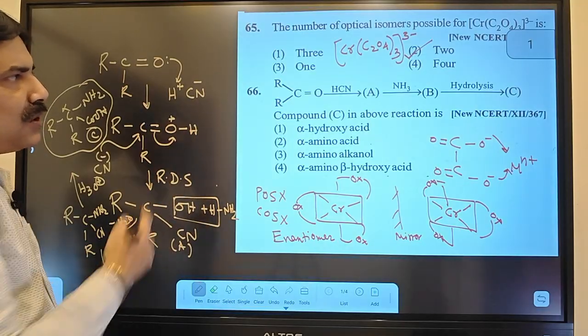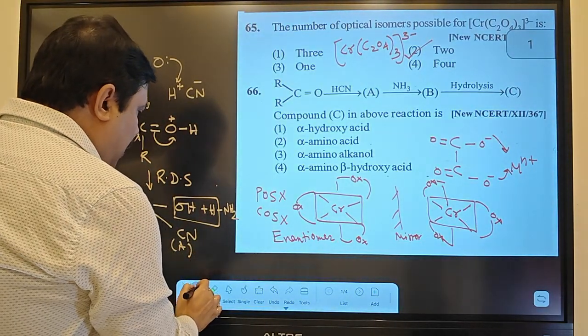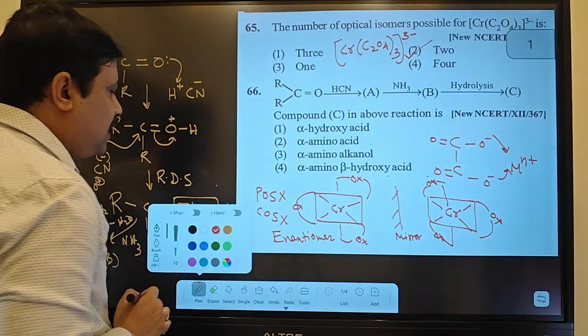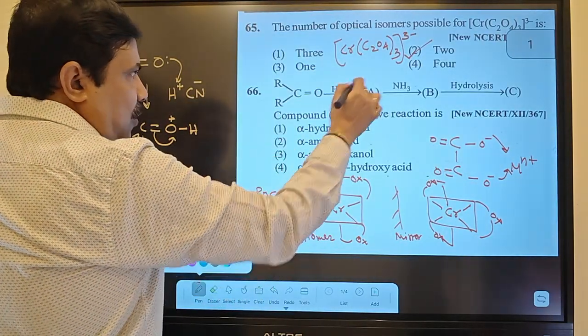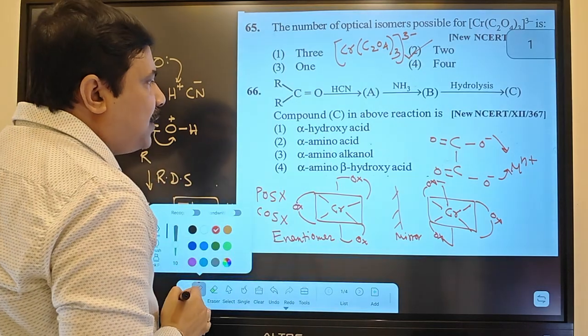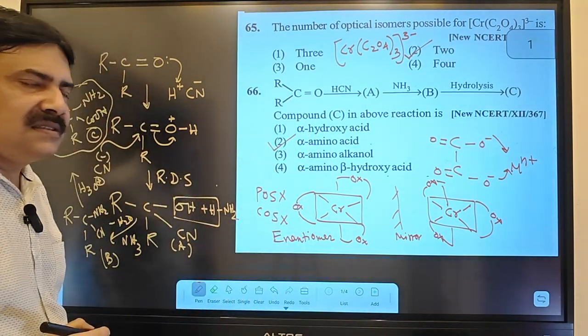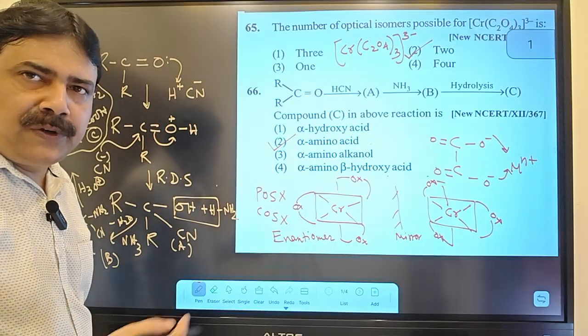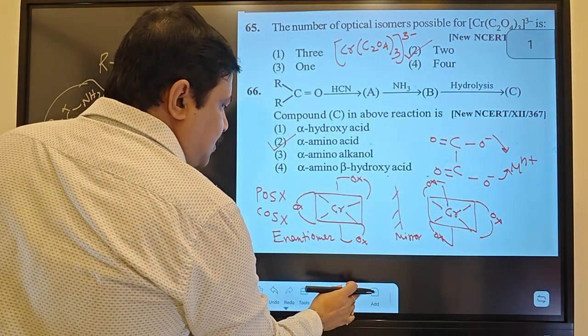You look at the second option. That's why compound C is nothing but an alpha amino acid. Which option is the answer? The second option will be your answer. Is it clear? I hope everybody got the clarity. Now let us go for the next questions.